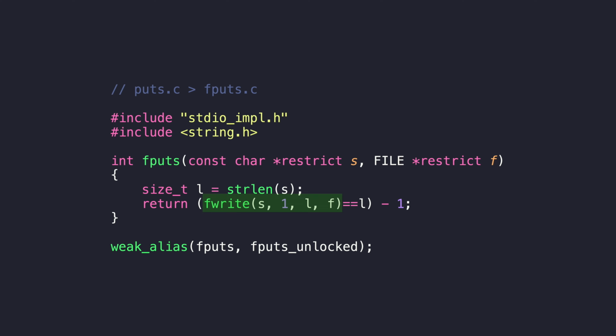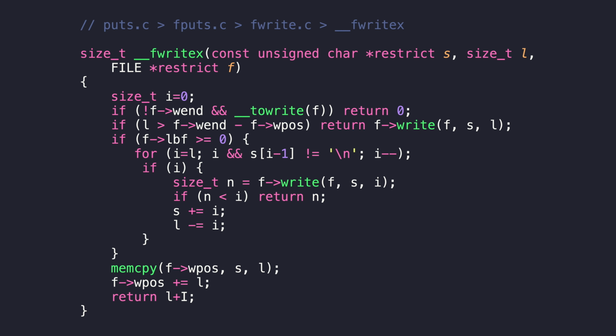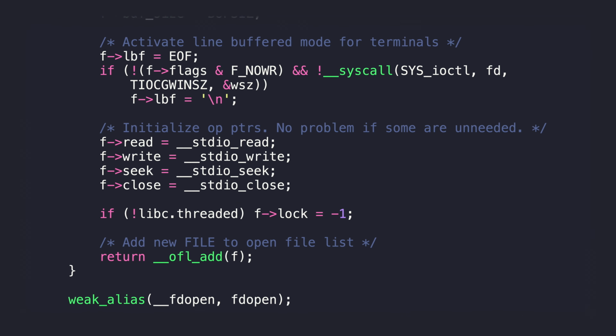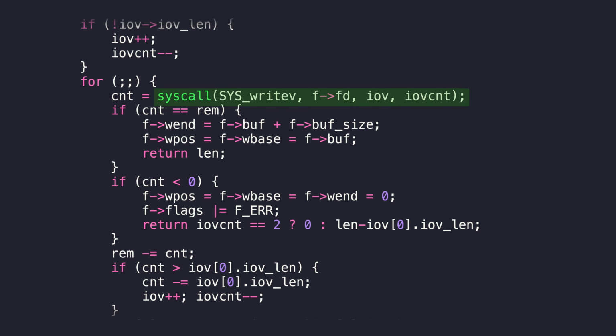Following puts leads us to fwrite. fwrite locks the file, invokes fwritex, and then unlocks the file. fwritex then writes the string using the file's write function. To dive deeper, we need to understand what this function refers to. Let's open fdopen, which helps us open a file, to see the linked write function. Here we see that the write function is linked to stdio_write. Then we see the data passed to the syscall function.